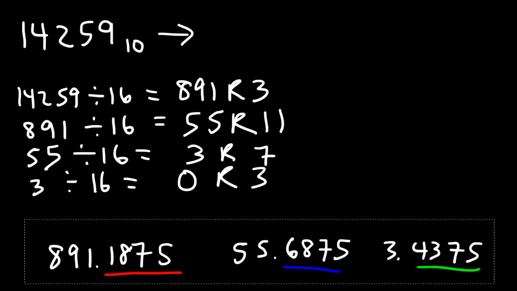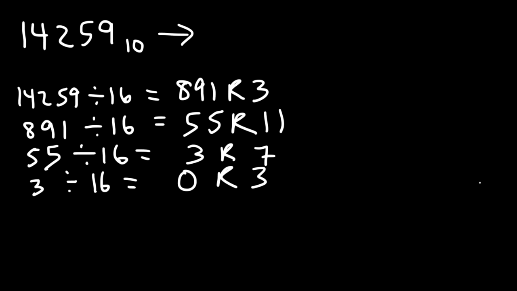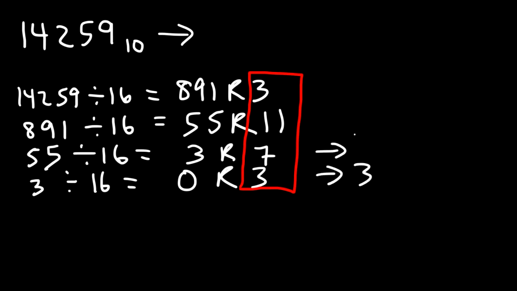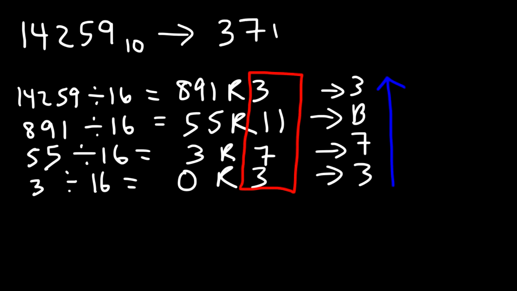Now let's get rid of this. And let's convert the remainder values into hexadecimal values. So 3 corresponds to 3, 7 corresponds to 7, 11 corresponds to B, and 3 corresponds to 3. So writing it from bottom to top, it's going to be 37B3 base 16. And so that's how you can do it using a calculator.